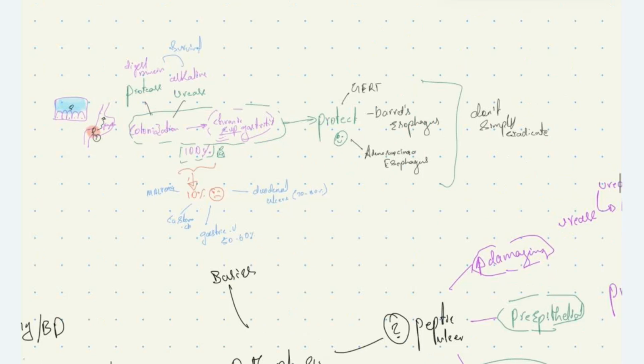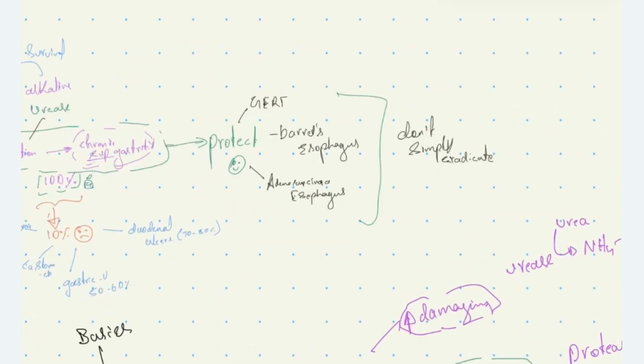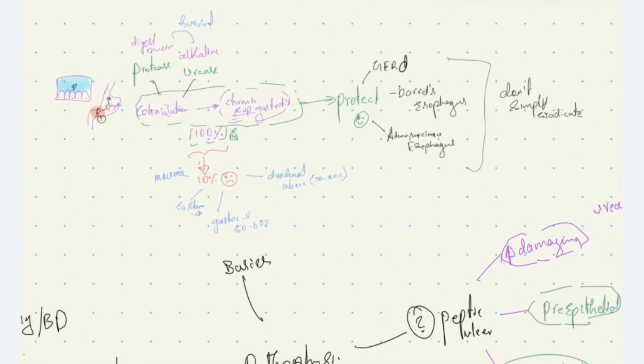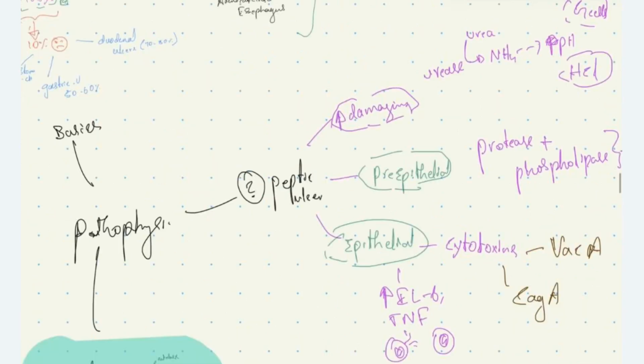Please note, the H. pylori is protective against some diseases like GERD, gastroesophageal reflux disease, Barrett's esophagus, and adenocarcinoma of esophagus. So, we should not simply eradicate H. pylori in all the patients. If we are confirmed that H. pylori is causing ulcer or any other secondary diseases, then only we should eradicate H. pylori infection. Now, how is this H. pylori causing peptic ulcer?